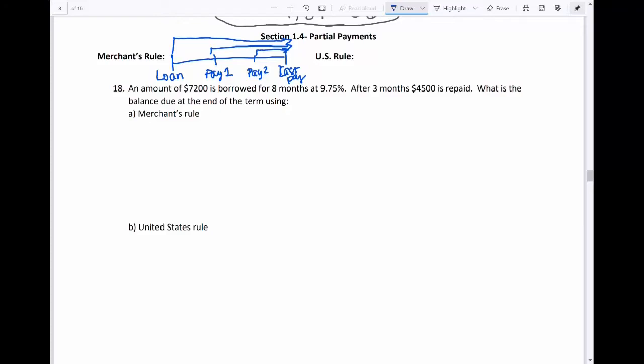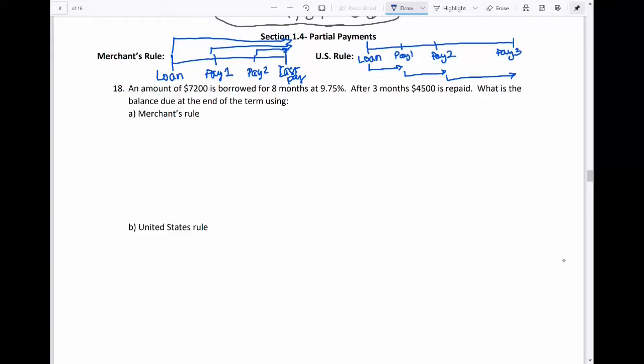But in US rule we do something different. Say we have our loan, and then our first payment, and our second payment, we'll do 3 payments again. So what we do here is we take this to the next money. We make that payment, and then we take that new value to the next money, and then we make that payment, and then we take this to the next money.